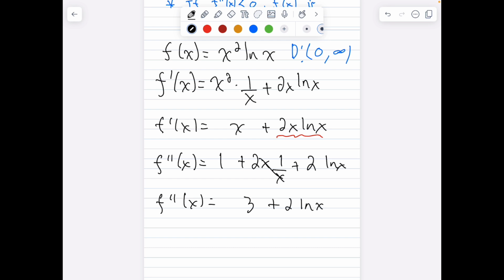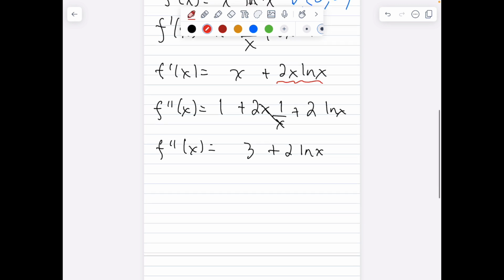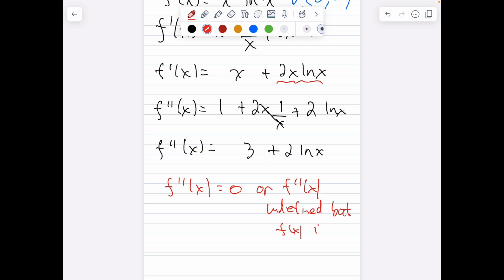So when we're looking for inflection points, where do they occur? Well, it's where the concavity changes. So we look at places where the second derivative is equal to 0, or where the second derivative is undefined, but f of x is continuous, okay? So let's try to find them in the first category.